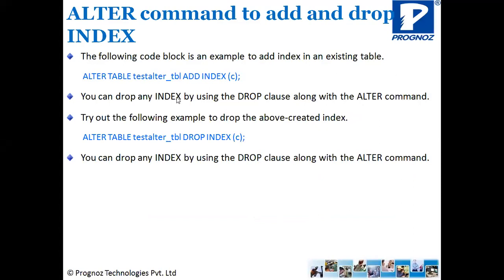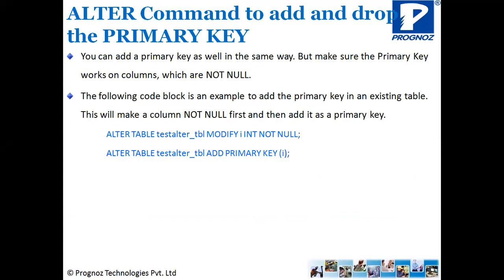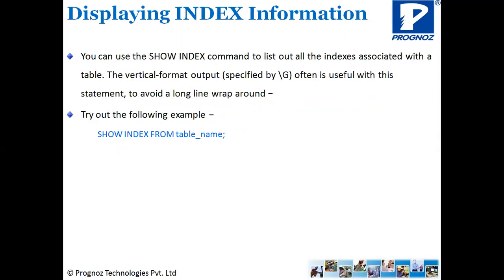Now another thing: if you want to add a simple index with the index name, this code is an example to add an index in an existing table. But in this case, that index must be previously created, and you just have to add the same index on a table. And if you want to drop any index, then you just have to write alter table name, drop index name. Then, to add and modify the primary key, how to use the alter command, I have already given, so you don't have to learn this concept again.